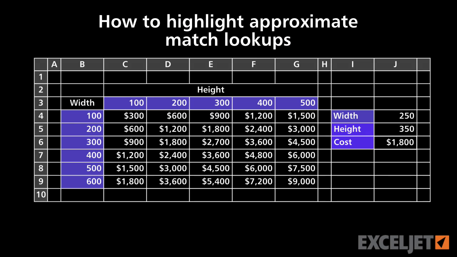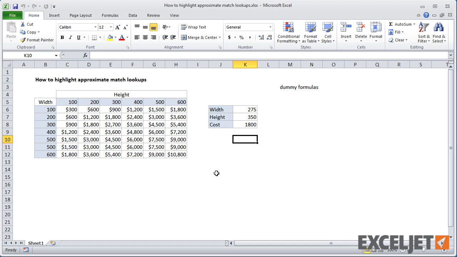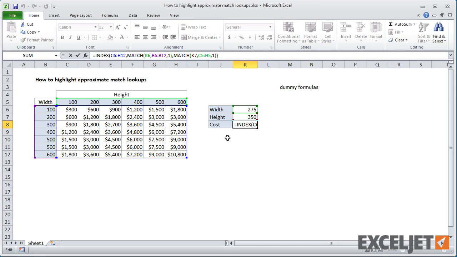In this video, we'll look at how to highlight approximate match lookups with conditional formatting. Here we have a simple lookup table that shows material costs for various heights and widths. The formula in K8 uses the INDEX and MATCH functions to retrieve the correct cost based on width and height values entered in K6 and K7.